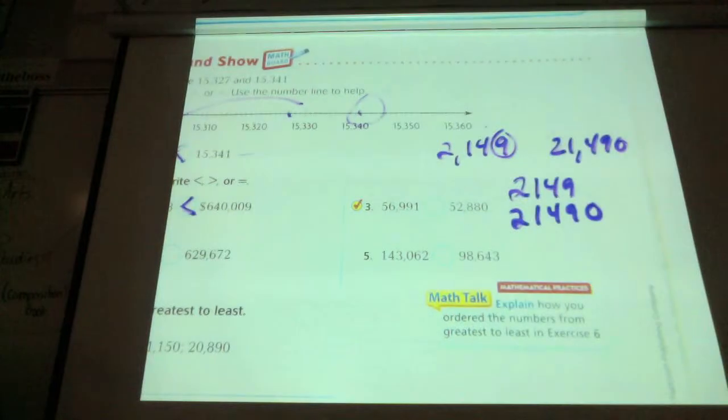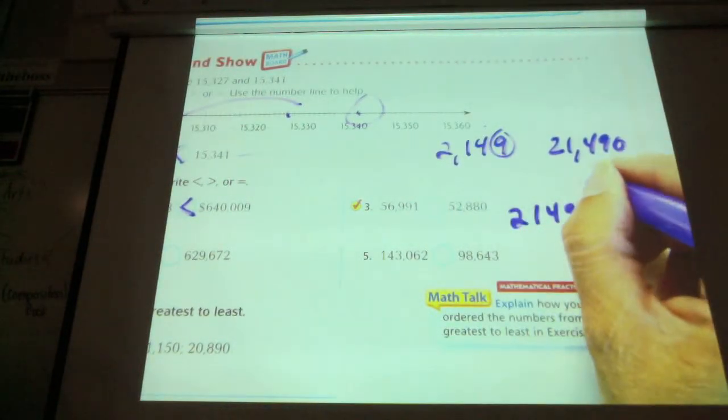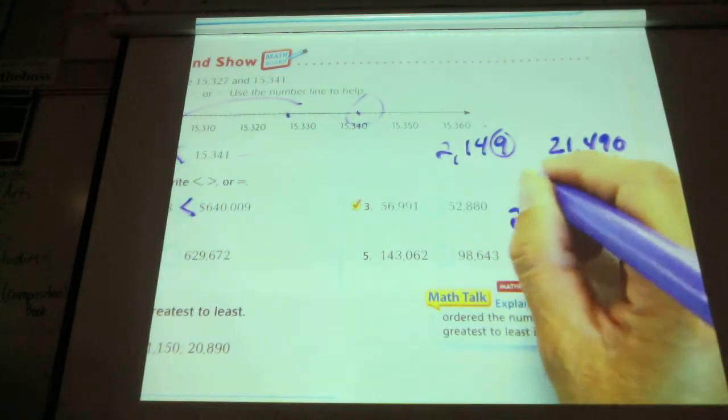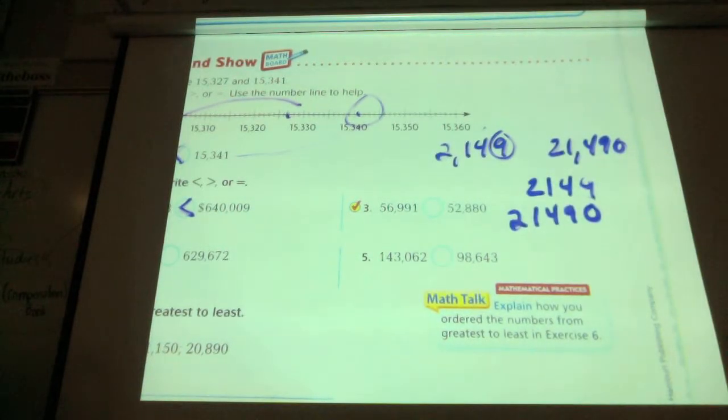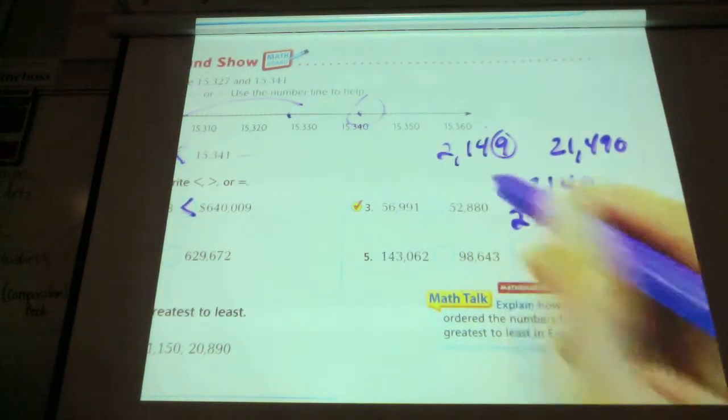This is the ones in this number. So when I line these two numbers up, I have to line up the ones together and go backwards this way. Okay? Now can I tell which number is greater? Yes. The bottom one. Because this one doesn't even have any numbers in the 10,000s place.